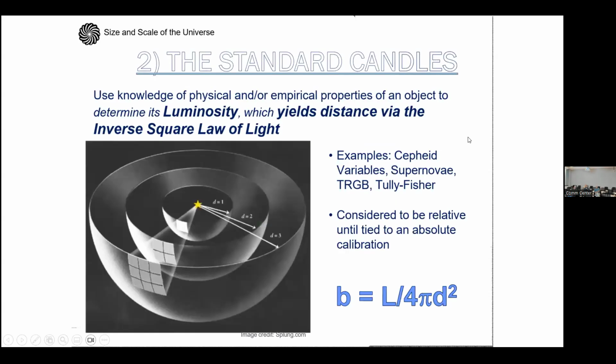So anyway, those were the methods for the standard rulers. Objects that are further away are measured using standard candles. The standard candle examples are Cepheid variables, type 1A supernovas, TRGB, and Tully-Fisher.